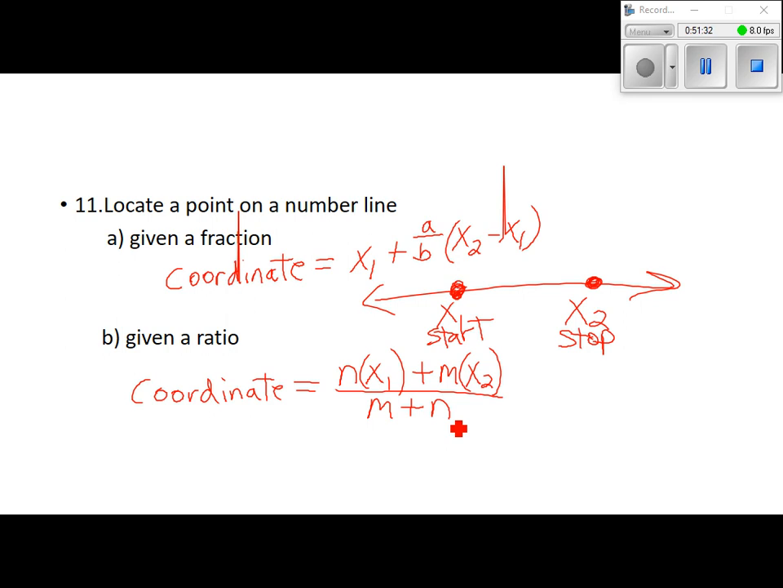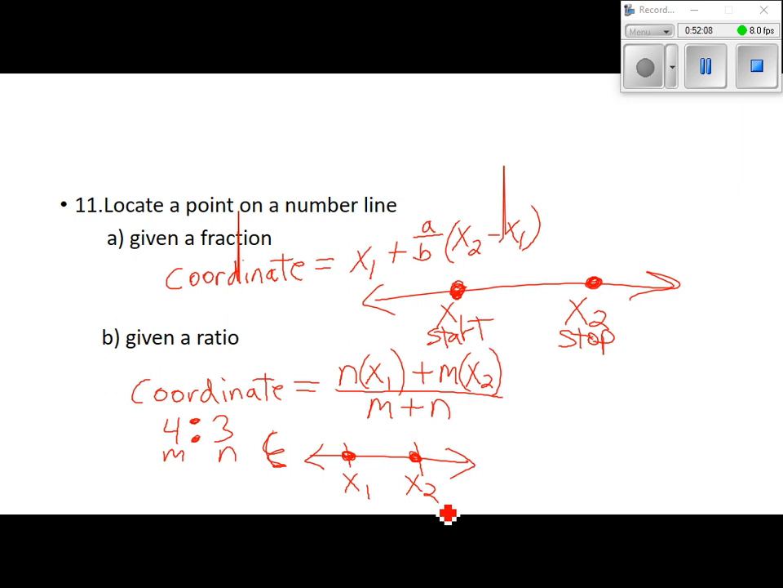The ratio, let's say somebody give me a ratio. 4 to 3. The 4 is the m, the 3 is the n. They're going to give you the coordinates of the 2 points on the number line. That's your x1 and your x2. And then all you do is take all of these numbers and plug into that formula to find the coordinate wherever we want to end up here.